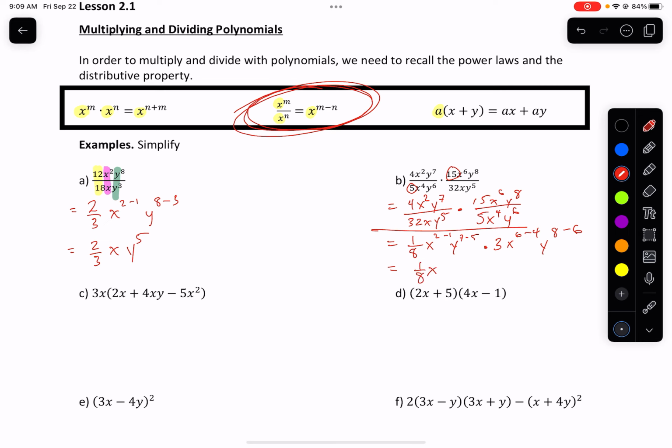Now I can write 1/8 x y squared. I might need a little more space, sorry. That has to be multiplied against 3x squared y squared. Let me get rid of that.